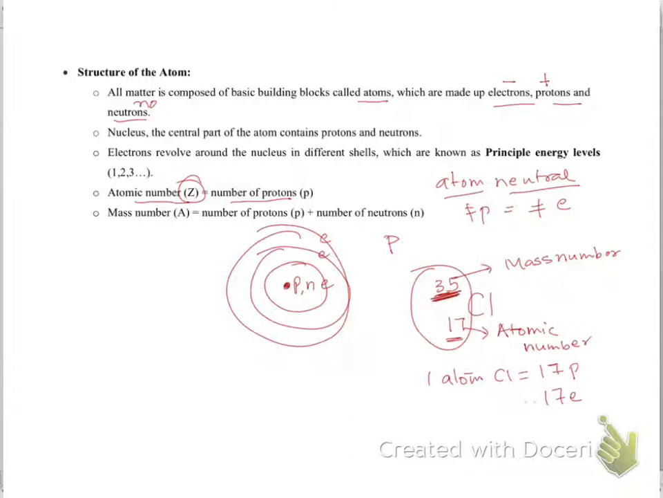Then the number here, this 35, is known as the mass number, which is denoted by the letter A. That mass number is the number of protons plus the number of neutrons. So this is mass number, protons plus neutrons, and this atomic number is protons. So if you have to find the number of neutrons, all you have to do is mass number minus atomic number. So 35 minus 17, which will be 18. So an atom of chlorine has 17 protons, 17 electrons, and 18 neutrons.